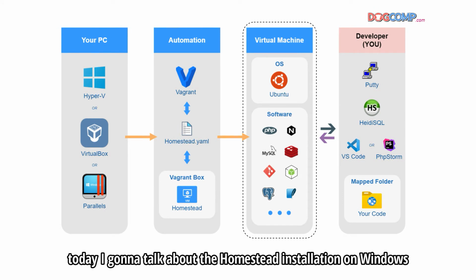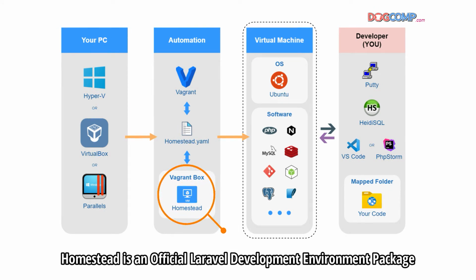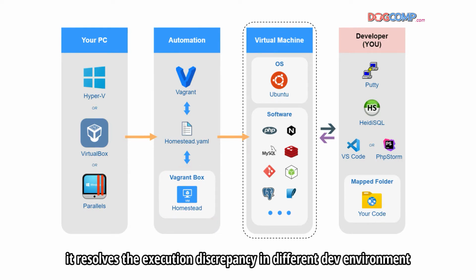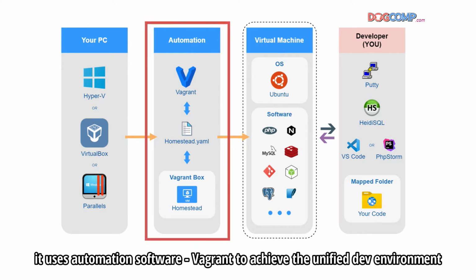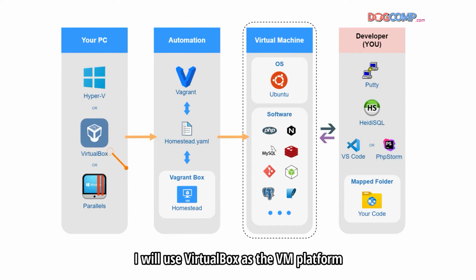Today I'm going to talk about the Homestead installation on Windows. Homestead is an official Laravel development environment package. It resolves the execution discrepancy in different development environments. It uses automation software, Vagrant, to achieve a unified development environment. I will use VirtualBox as the VM platform.